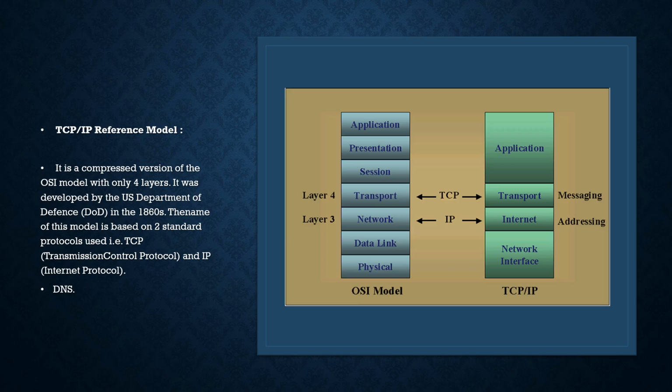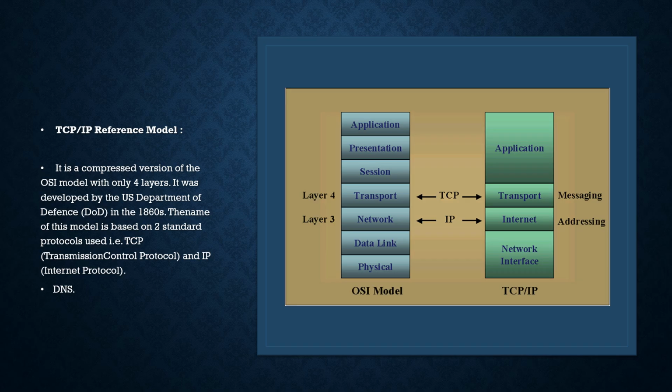There is one more model developed by the Defense Department of the US, around the 1960s. It is a compact version of the OSI model where only four layers are there. You can see here that the application, presentation, and session layers are considered an application layer, and data link and physical layers are considered the network interface layer.